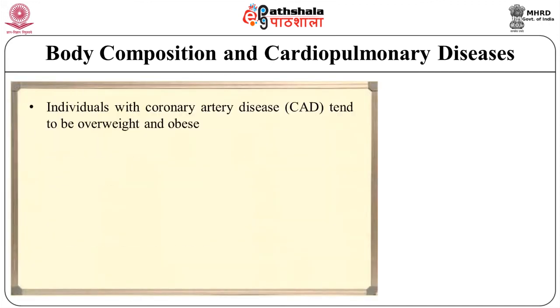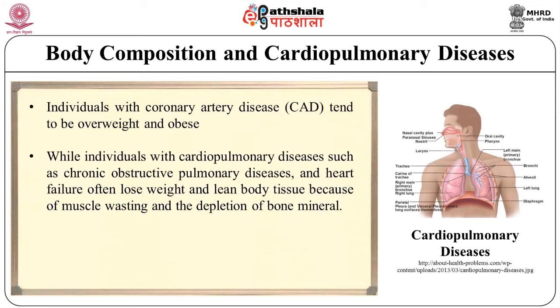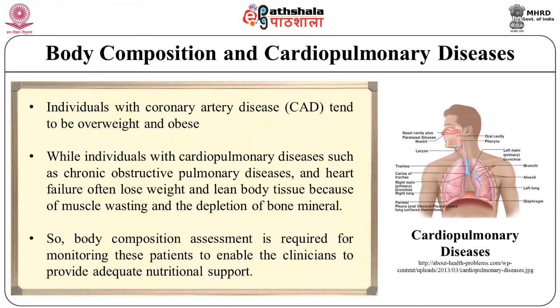Now, body composition and cardiopulmonary diseases. Individuals with coronary artery disease, commonly called CAD, tend to be overweight and obese, while individuals with cardiopulmonary disease such as chronic obstructive pulmonary disease and heart failure often lose weight and lean body tissue because of muscle wasting and depletion of bone minerals. So, body composition assessment is required for monitoring these patients to enable the clinicians to provide adequate nutritional support.